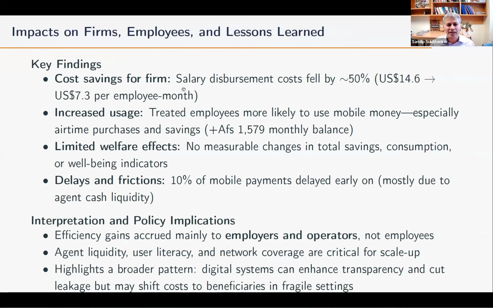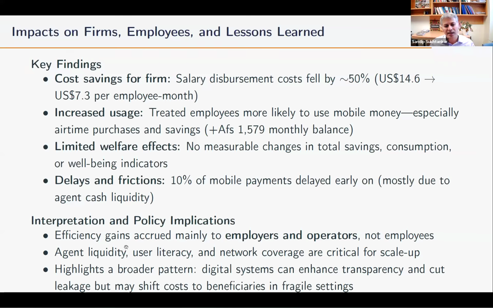So like in India, in some sense, there were huge cost savings for the firm, or this could be the government, for example. The amount of money that they needed to disburse salaries went down dramatically. There were no other changes on welfare, but there were some big effects, well, reasonably modest effects on delays and transaction costs, right? And that mainly happened because the agent network from whom you cash out the mobile payments wasn't quite there all over Afghanistan, and people weren't able to access their money.